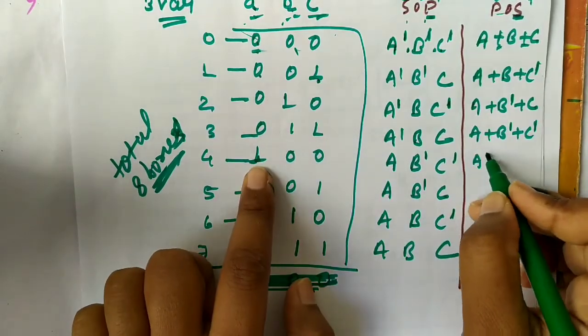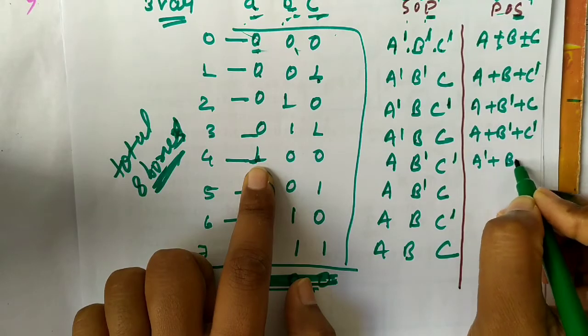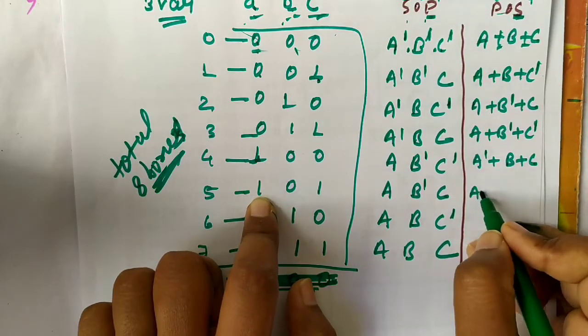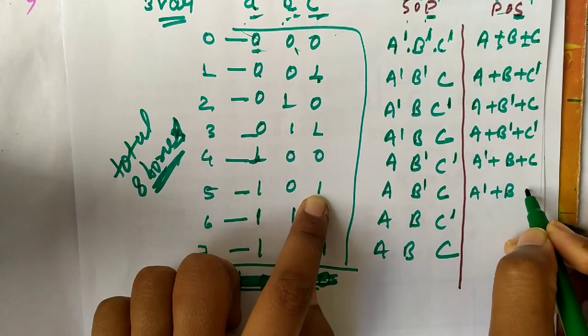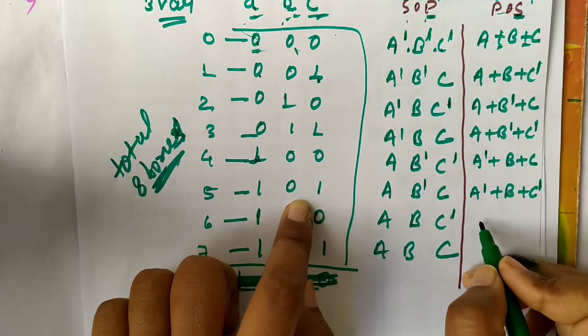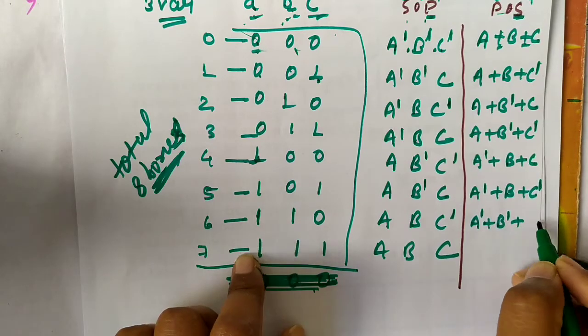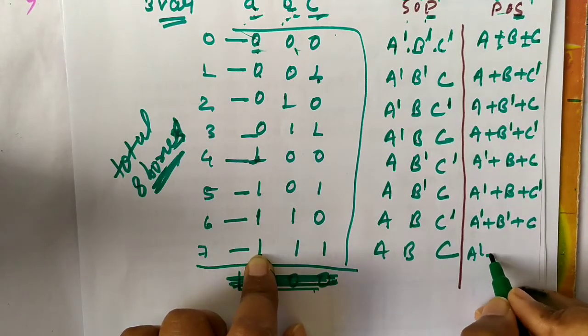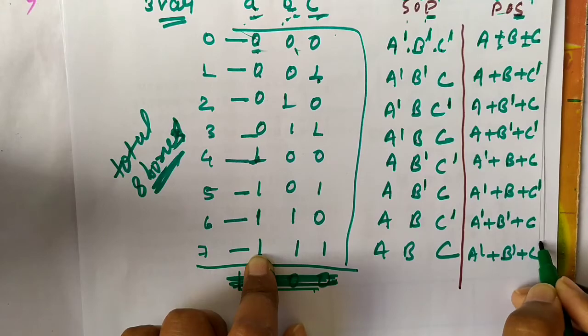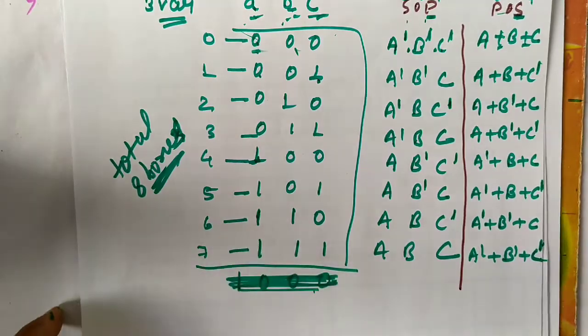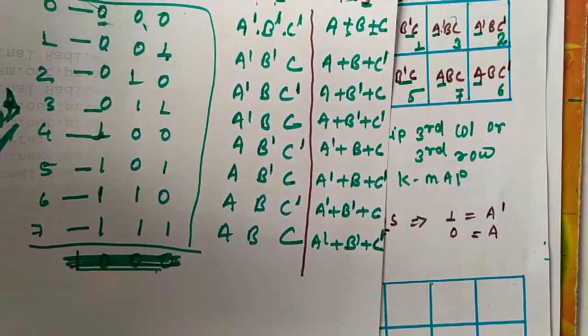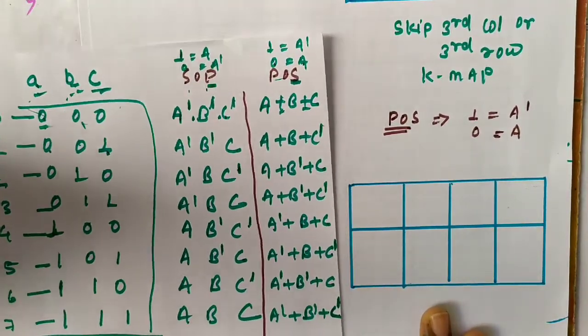Next A dash plus B plus C. Next A dash plus B plus C dash. Next A dash plus B dash plus C. Next one is A dash plus B dash plus C dash. This is the 3 variable. Now we have to write the value. This is the same for the POS.